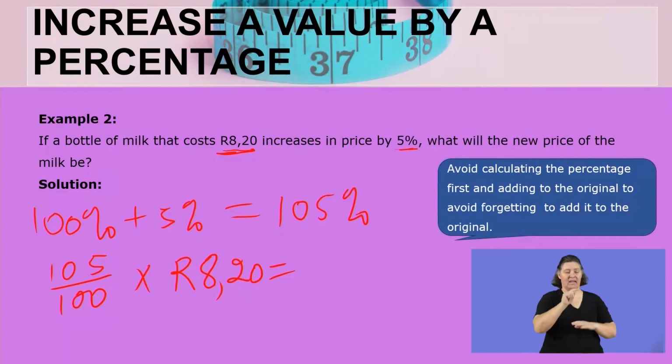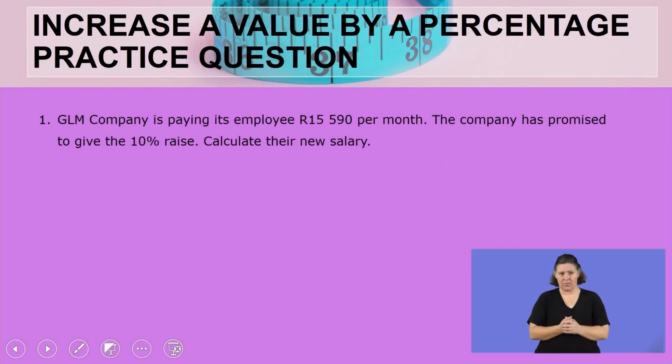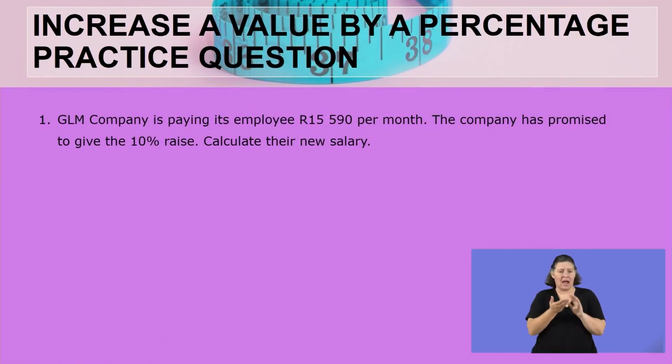So can we press the calculator together? It's 105 divided by 100, multiply by 8 rand 20. The answer that we get is then 8 rand 61. So let us move to the next example, which is a practice, of course. Increase a value by a given percentage practice question.